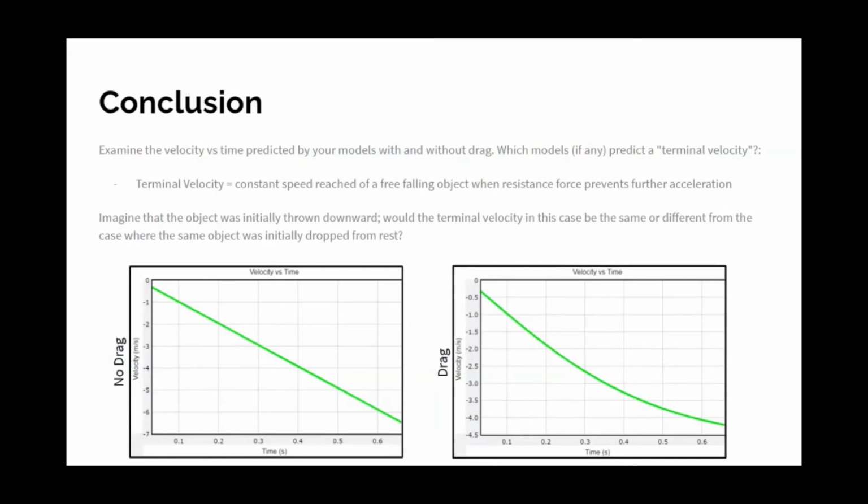Next, if the falling object was initially thrown downward, would the terminal velocity be the same or different from when it was dropped from rest? For this, I can look again at the two velocity graphs from the model.